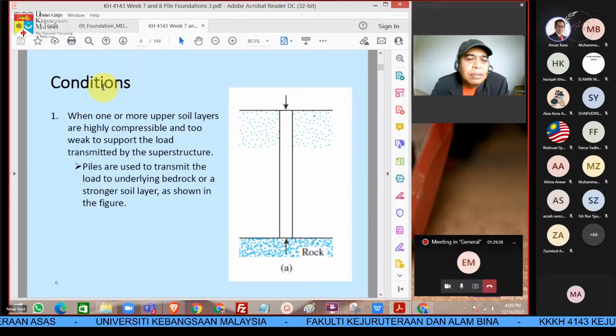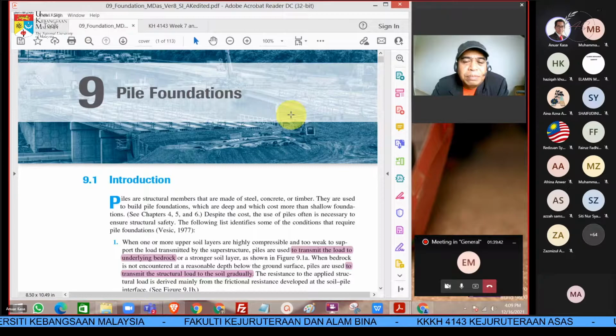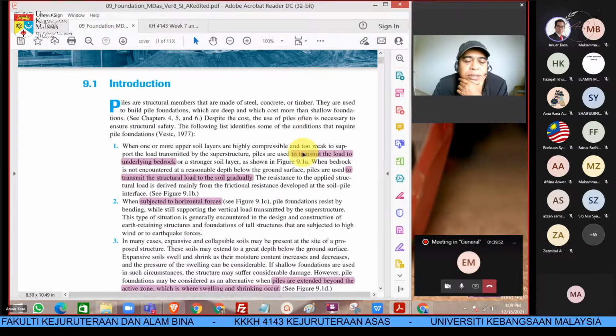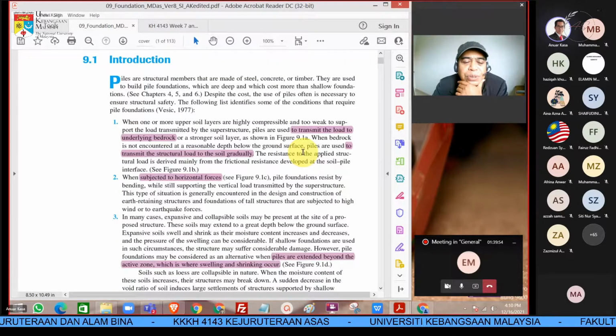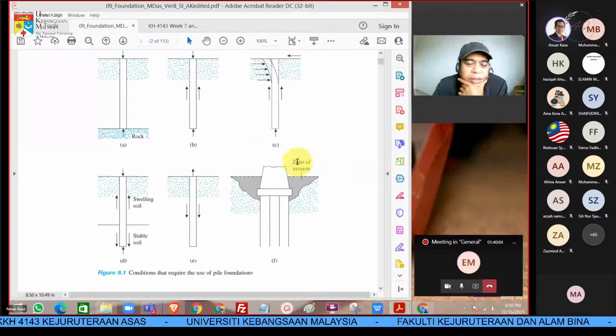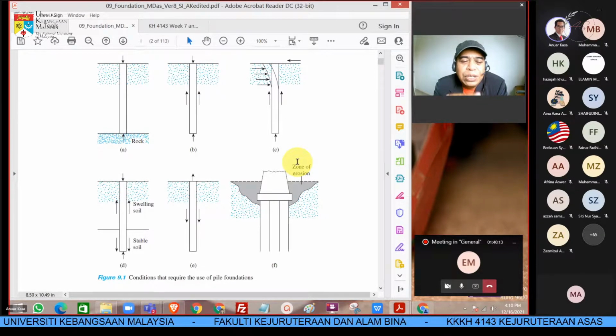If you look at the textbook, chapter 9, about pile foundation, later on maybe you can read this textbook. Sometimes I prefer to use the textbook directly for the figures. Then when you read it, you can understand better. If you miss my lecture, then you can refer to the textbook.